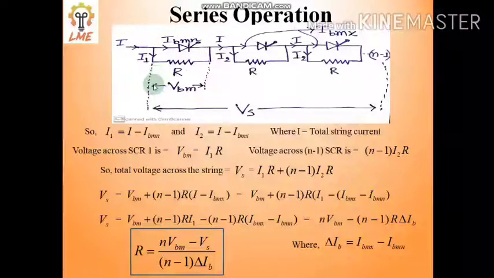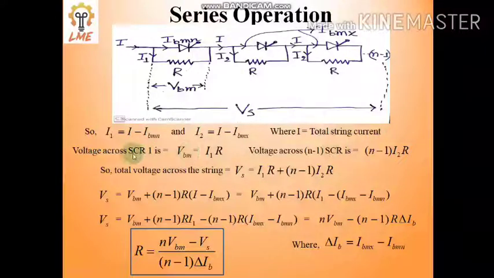So here, how much is the voltage drop? Let us assume this is VBM. This much voltage drop is across here, because here I1 is the major current and its value is higher. Here it is IB max, so I2 is less; here IB min is the minimum current, so I2 is higher. So VBM is the voltage drop across I1 and R. I1 can be written as I minus IB min, and I2 can be written as I minus IB max, where I is the total string current.